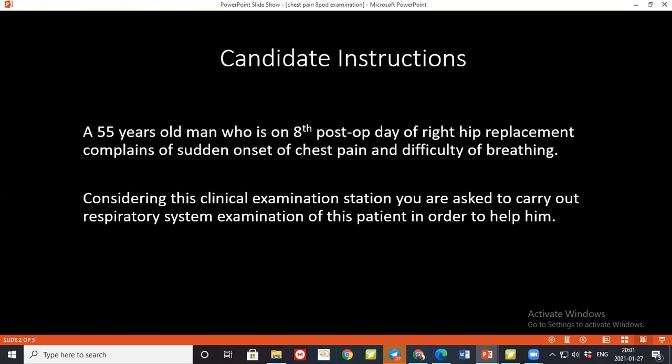Then I'll take a closer look at the patient's chest and see the chest wall movement. I'll try to percuss the chest and see the percussion note, whether it is dull or resonant or hyper resonant. Then I'll go to listen to the chest for the breath sound and any added sound.